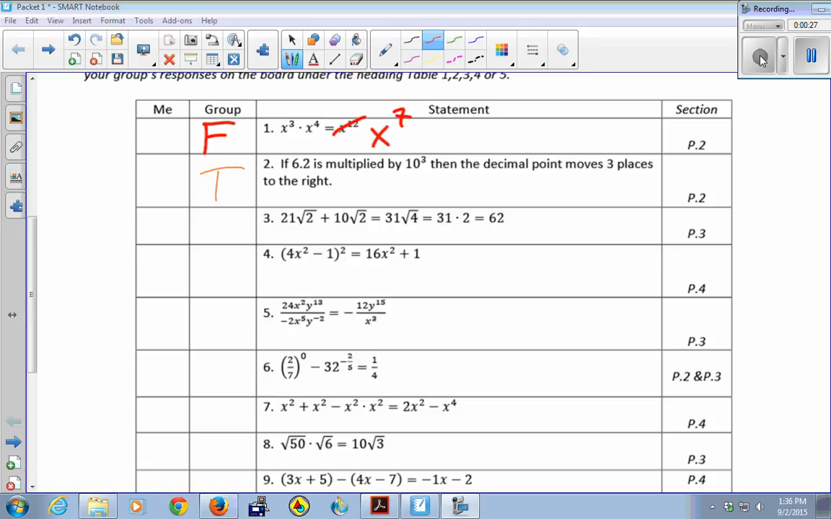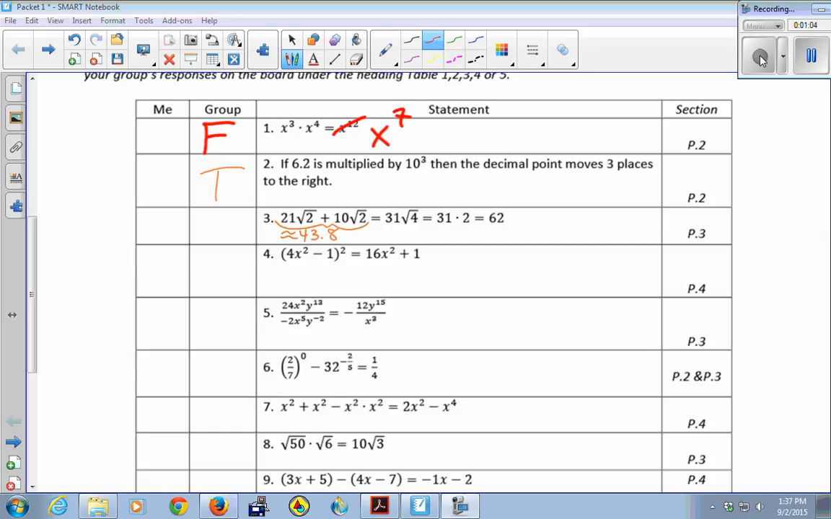All right, 21 root 2 plus 10 root 2. Does that equal 31 root 4? No. What does it equal? Okay, so you did it in your calculator, and you got 43.8. That's good enough. The squiggly equal sign means approximately. So let's put approximately 43.8.